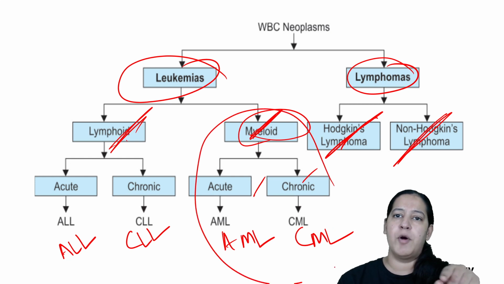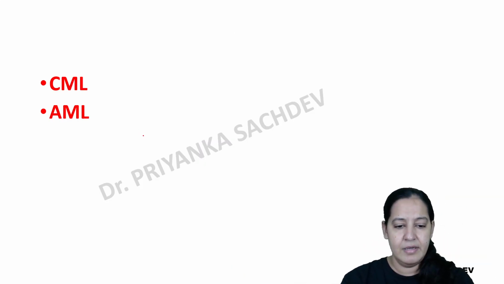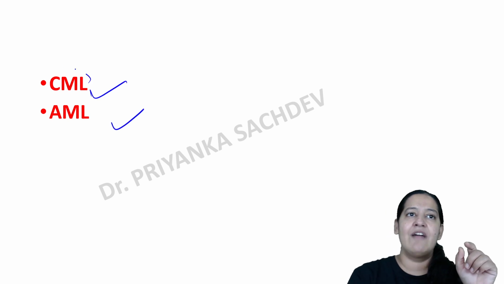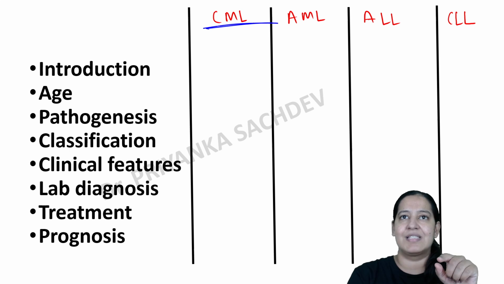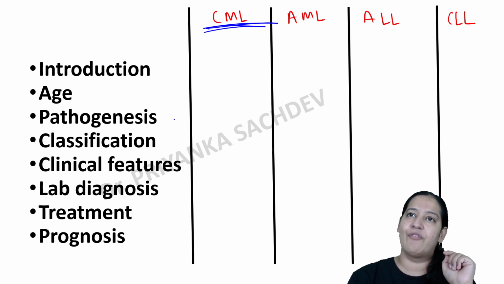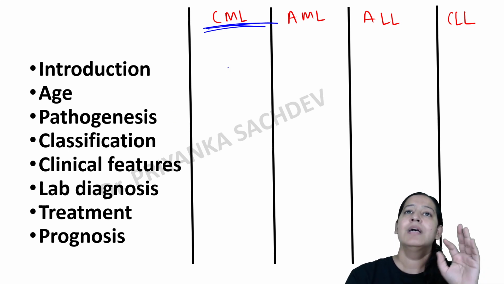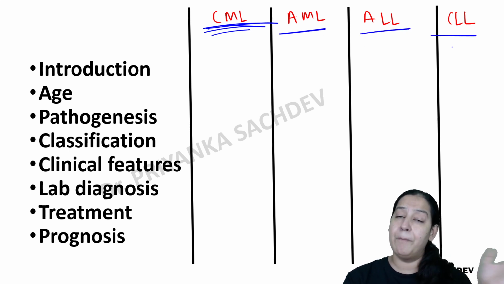Today I will be talking about the myeloid ones. Myeloid ones are of two types, CML and AML. From CML and AML, I will be talking about CML in this lecture. Let's start with CML, the first lecture today, chronic myeloid leukemia. I request and advise all of you to make this comparative table with me. So start making this table: CML, AML, ALL, CLL. Compare the 4 leukemias.